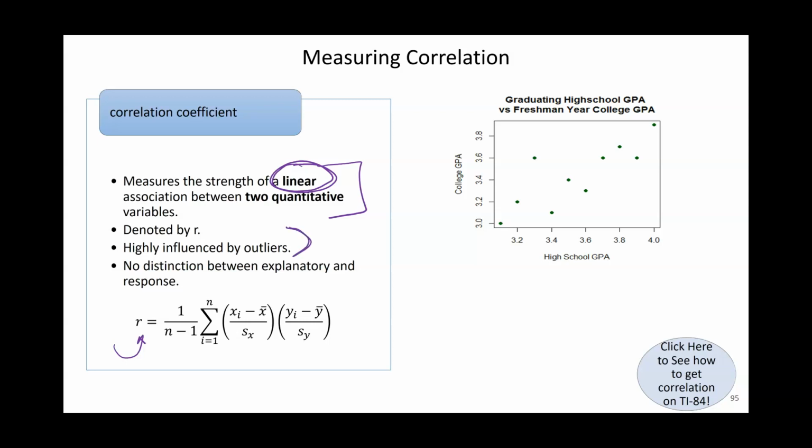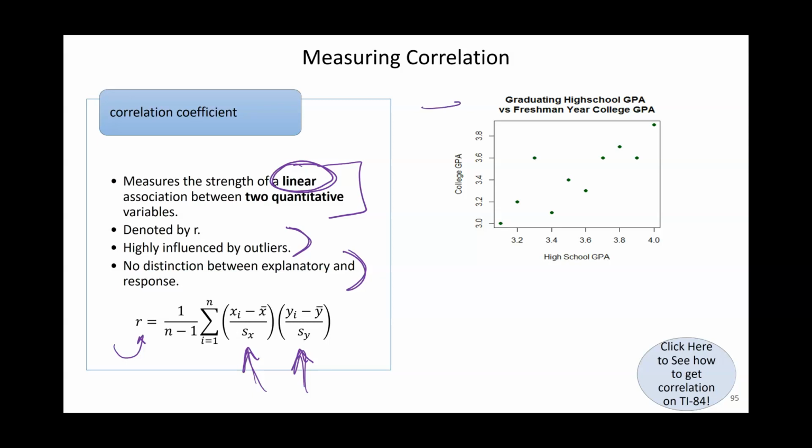So if you have a curved relationship, you will not want to use this. Absolutely, the correlation coefficient is highly influenced by outliers. And as far as the correlation coefficient is concerned, it doesn't matter which variable you label the explanatory and which you label the response. Although later on it's going to be extremely useful to have the correct one labeled. So the x values should be your explanatory, the y values should be your response.